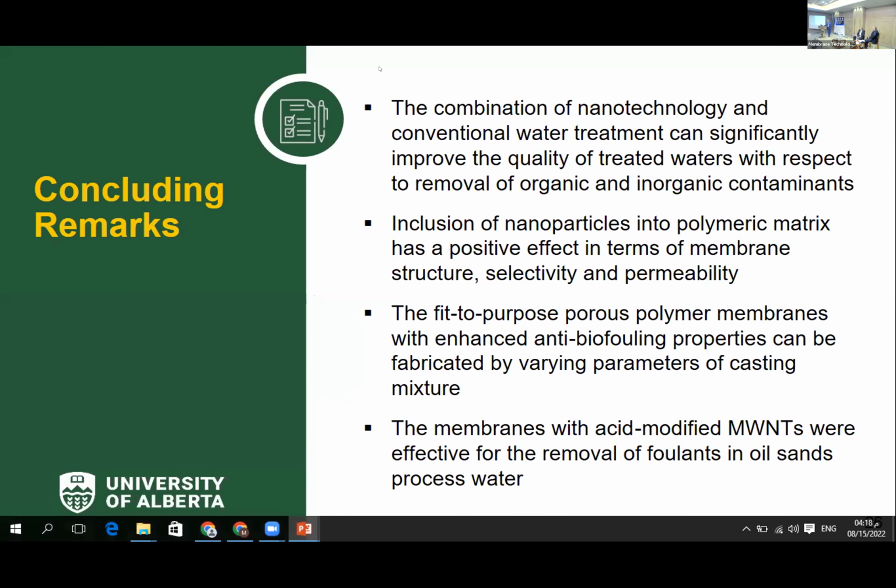To conclude, the combination of the nanomaterial technology and conventional water treatment can significantly improve the quality of drinking water with respect to the removal of organic and inorganic contaminants. Inclusion of the nanoparticles into the polymeric matrix has a positive effect in terms of structure, selectivity, and permeability. Fit-for-purpose porous polymer membranes with enhanced anti-biofouling properties can be fabricated by varying the parameters of the casting mixture. The membranes with the acid modified NWPs were effective for the removal of foulants in oil sands process water.